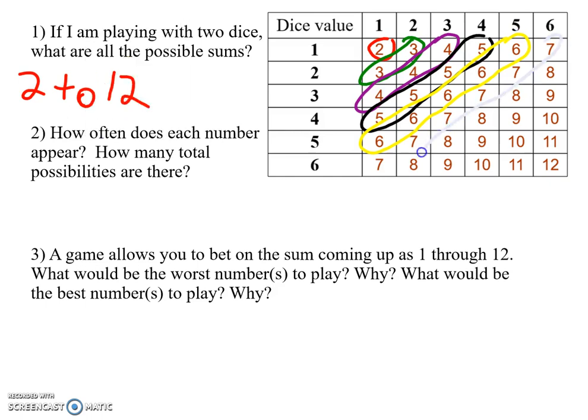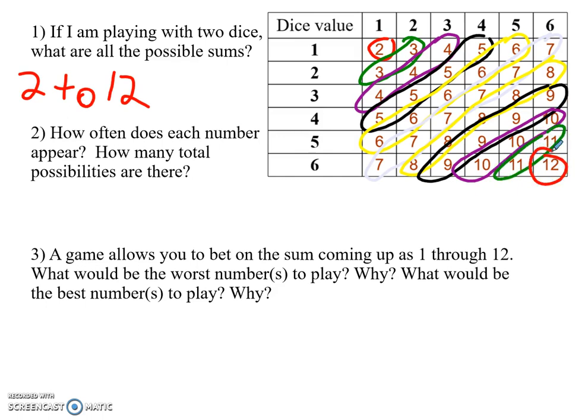7 shows up the most with 6 times, and then if I go backwards, 8 shows up 5 times, and then 9 shows up 4 times, and then 10 shows up 3 times, 11 shows up 2 times, and 12 shows up 1 time. So there's a symmetry as to how many times they each show up.